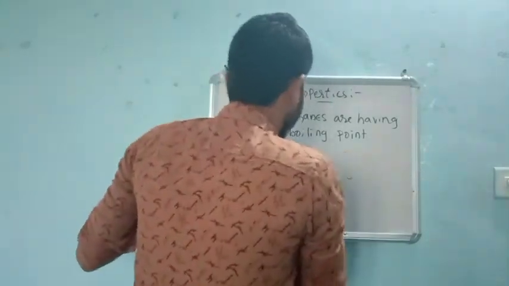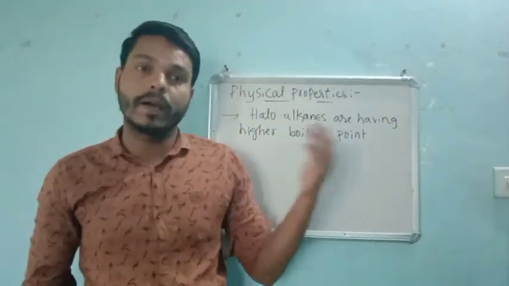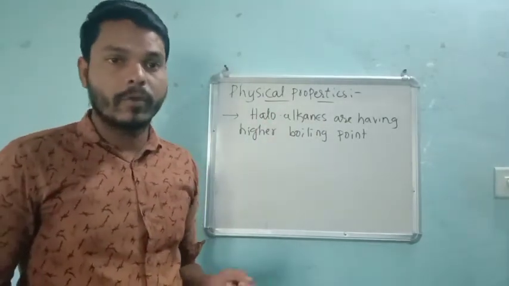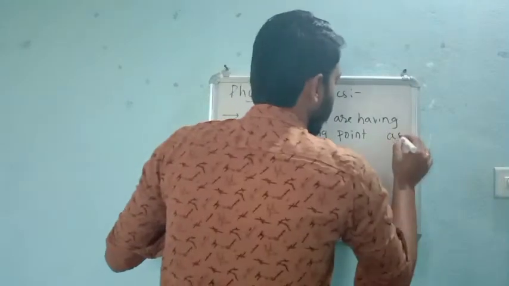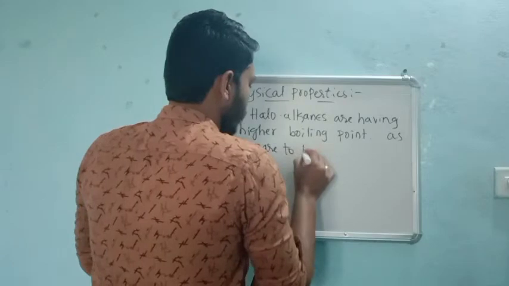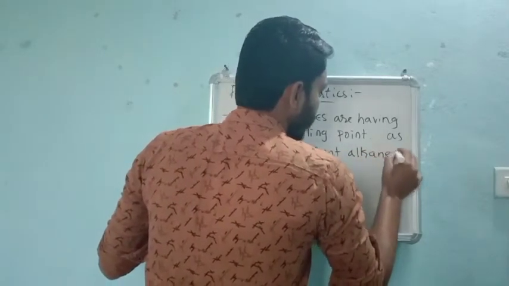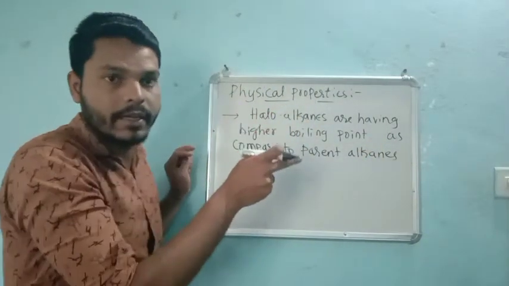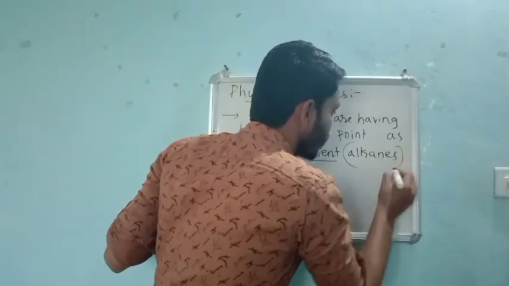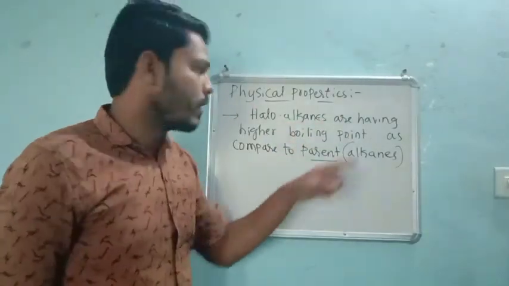Comparatively, haloalkanes are derivatives of alkanes. So haloalkanes are having higher boiling point as compared to the parent alkanes. These are the derivatives of alkanes, right? The haloalkanes are the derivatives of alkanes, so the parent will be alkane only, right? So haloalkanes are having a higher boiling point as compared to the parent.